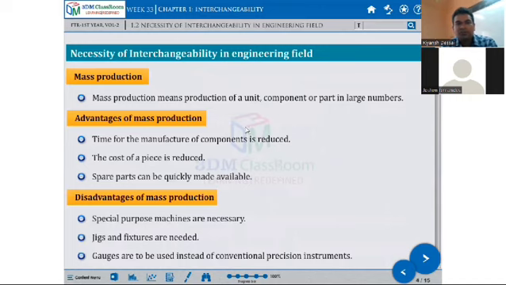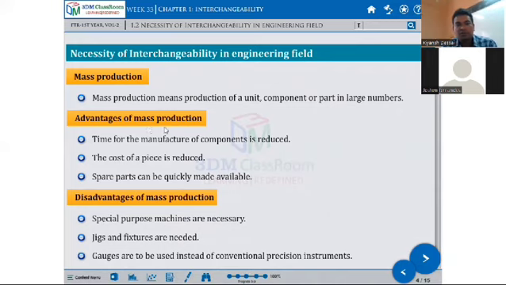So necessity of interchangeability in the engineering field, in the mass production. The mass production means production of the unit component part in large numbers. How many numbers of one product? Maybe 100, 10, 20, like this. So production in the mass.